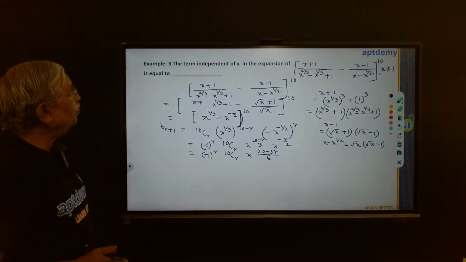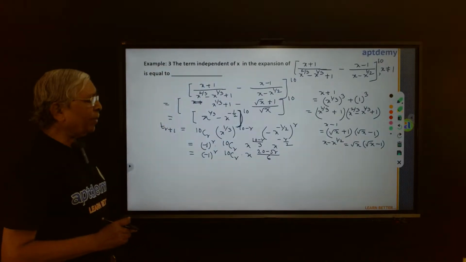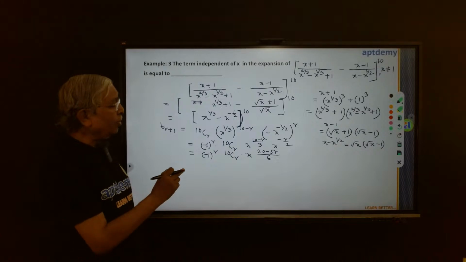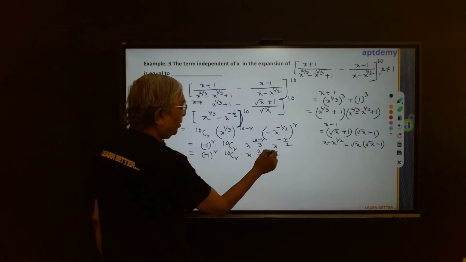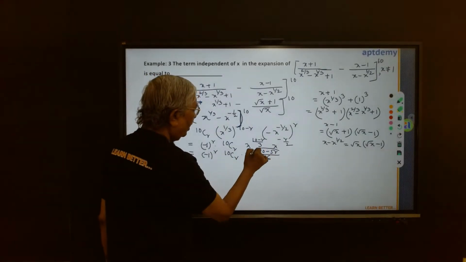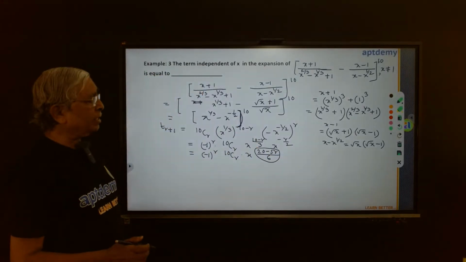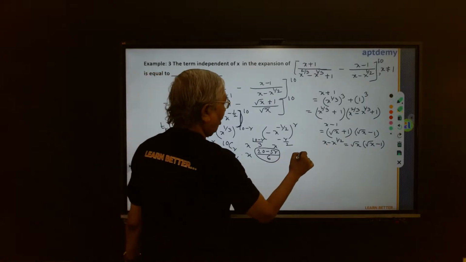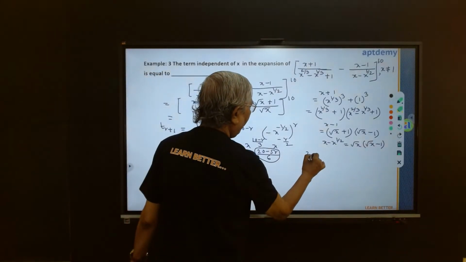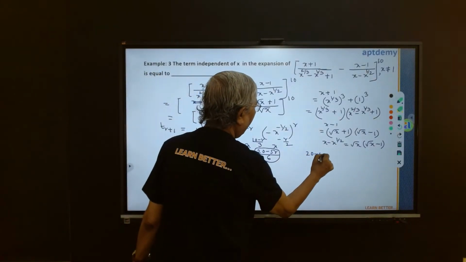Now look at the problem. The term independent of x. The term will be independent of x if this part is 0. If this part is 0, then the term will be independent of x. So the term will be independent of x when 20 minus 5r equals 0.